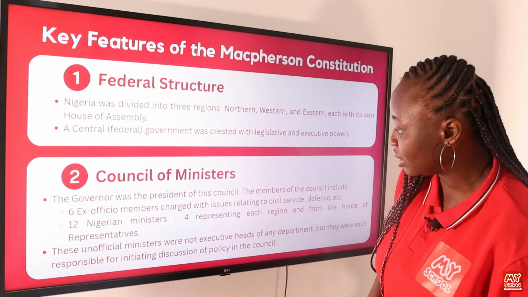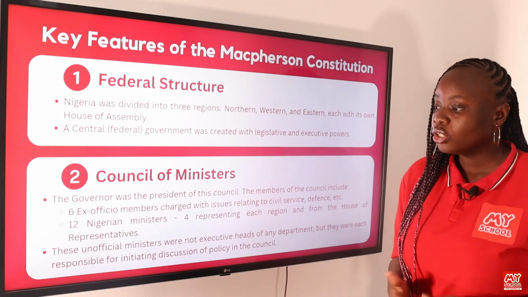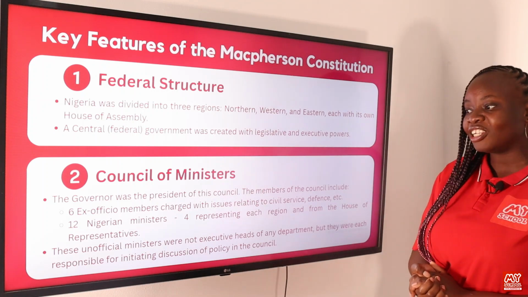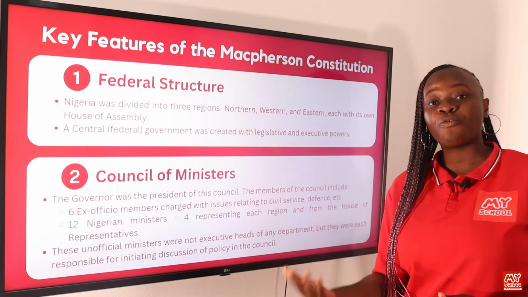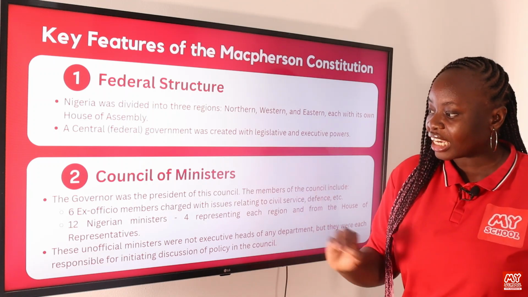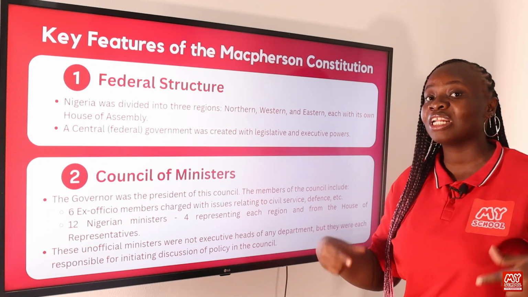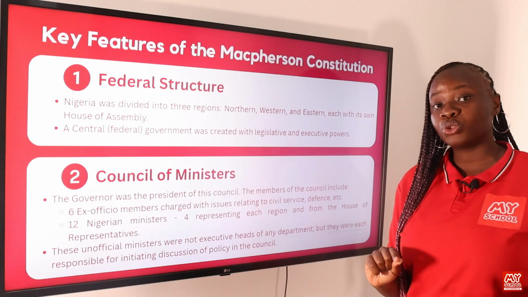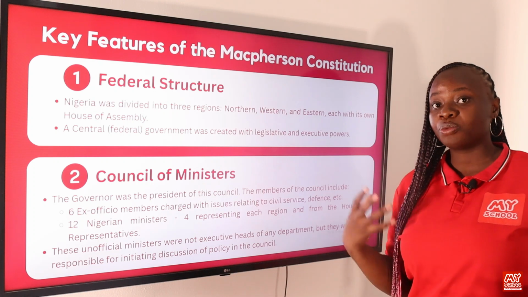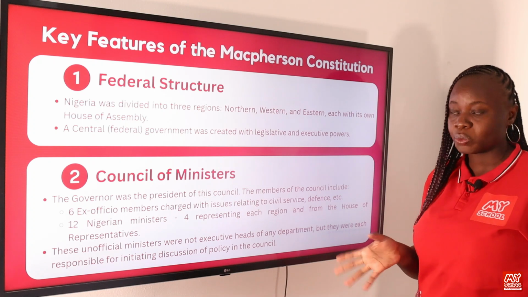Then we have 12 Nigerian ministers, 4 representing each region and from the House of Representatives. So these unofficial ministers were not executive heads of any departments, but they were each responsible for initiating discussion of policy in the council. So another important thing to note here is the fact that the Nigerian ministers who were representing the various sectors of the economy were not in charge of actually implementing the policies. They were only allowed to initiate policies during council discussion. The people responsible for implementing those policies are still the British officials who handle day-to-day affairs within the country.